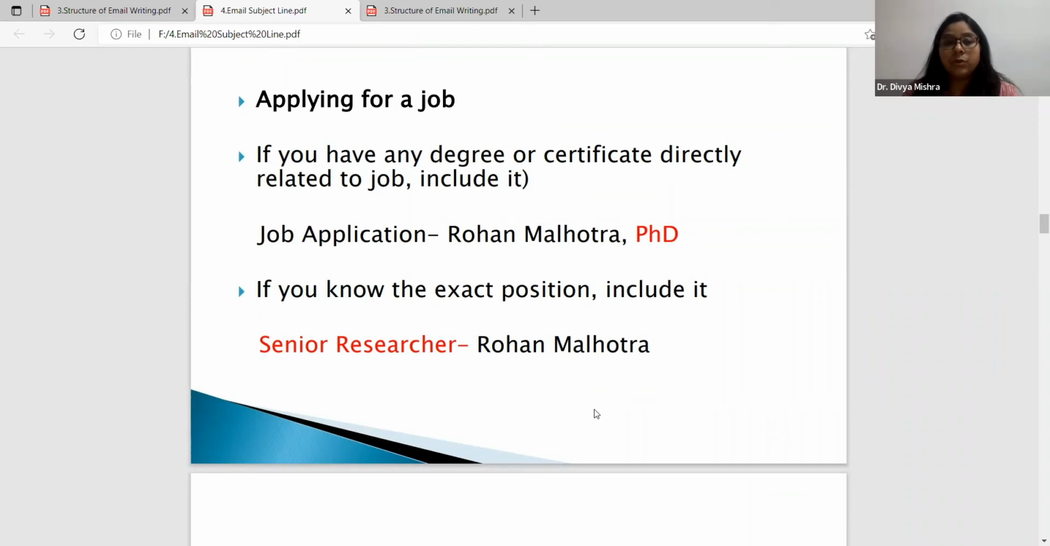Senior researcher Rohan Malhotra, job application Rohan Malhotra, PhD, or job application from Rohan Malhotra, senior researcher, something like that. If you have any degree or certificate directly related to your job, you can include it. All right, so as soon as the person will see that email, the person will get the idea from your subject line that this email is related to Rohan Malhotra, who has PhD degree. Okay, so that will decide whether that person will read your email or not. Okay, so it should be brief, clear, and direct.